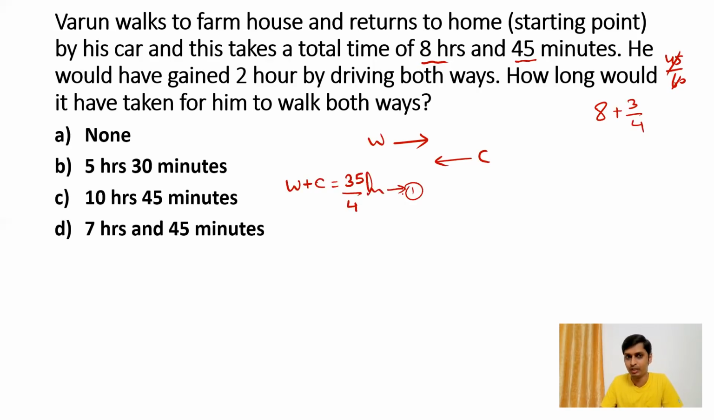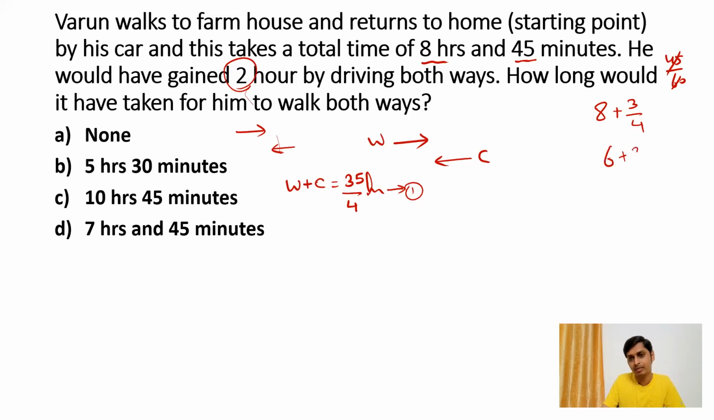Keep it as equation number 1. He would have gained 2 hours by driving both ways. So if he uses the car for up and down, he saves 2 hours. That means he will take only 6 hours and 45 minutes, right? So gained 2 hours means you should not add, you have to subtract, right?